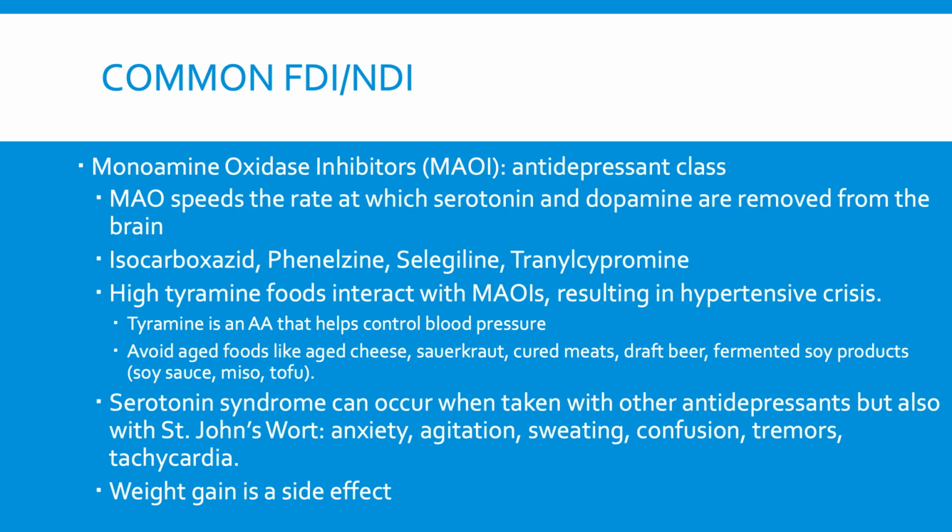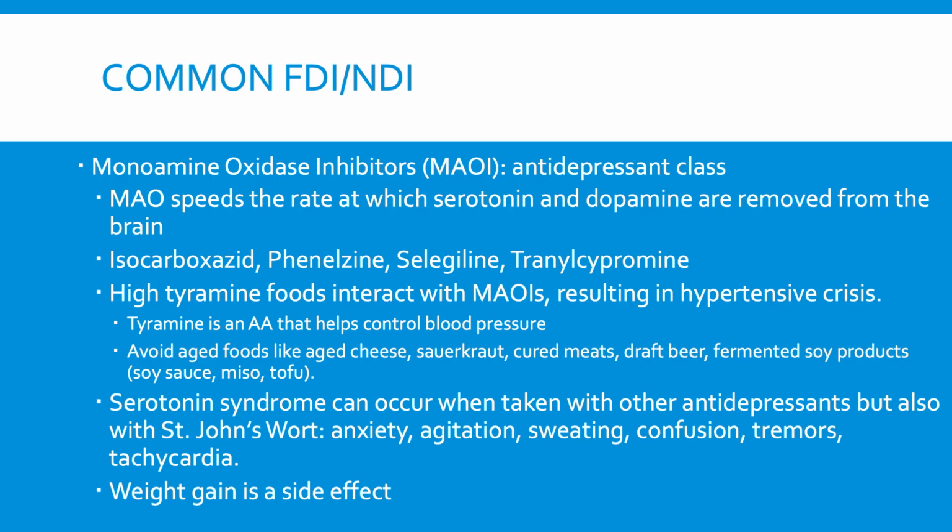There's a certain class of medications used for depression called monoamine oxidase inhibitors, or MAOIs. What they do is help to promote the rate at which serotonin and dopamine are removed from the brain. There are a number of different drugs that fall in this classification. They're in that third bullet point there. I'm not going to try to trip over my tongue and pronounce them all. But the take-home message for the dietitian is that foods that are high in the amino acid tyramine can interact with these MAOIs and actually precipitate a hypertensive crisis. So really high blood pressure, which can of course lead to stroke.